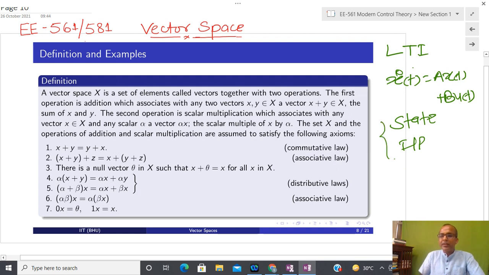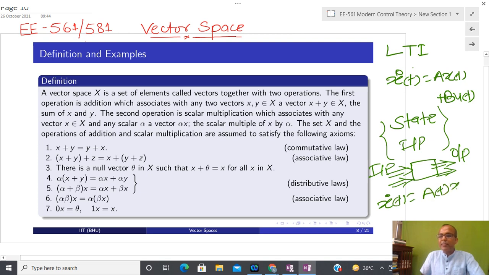Now, whatever system I am going to consider here is a multi-input multi-output system. So I have more than one channel on the input side and more than one channel on the output side. A similar story is true for the linear time varying system. There I have the equation x dot = A(t)x + B(t)u(t).